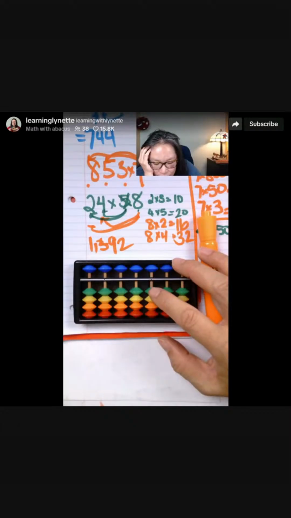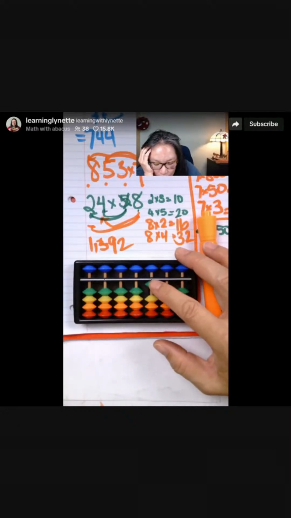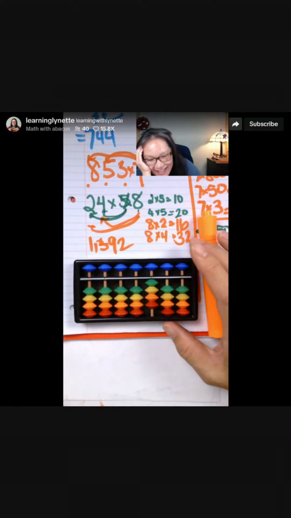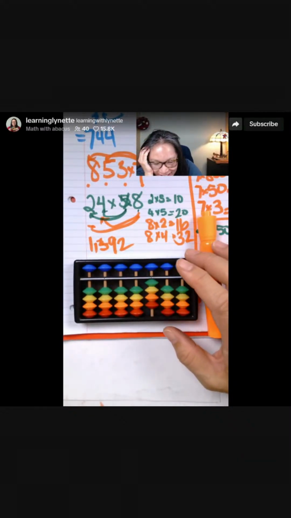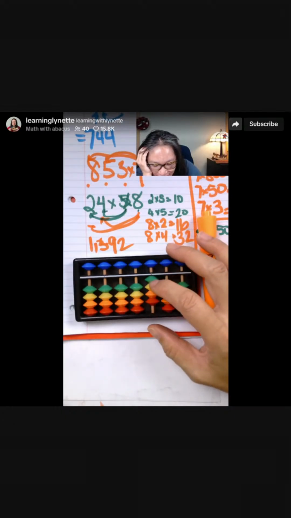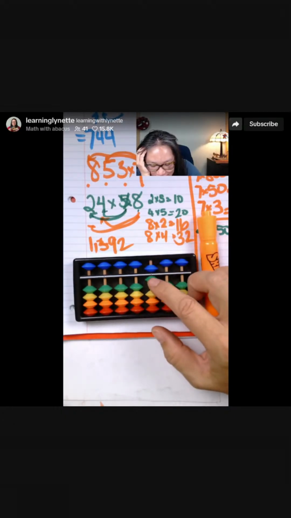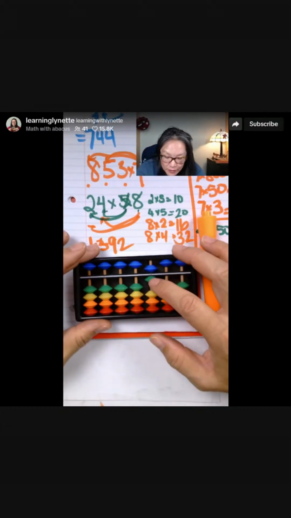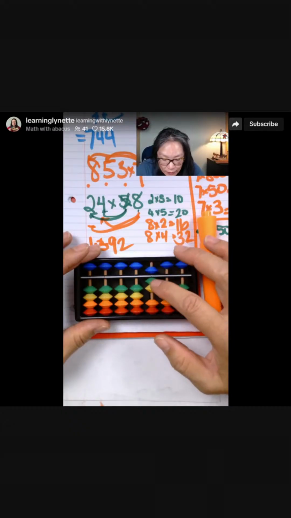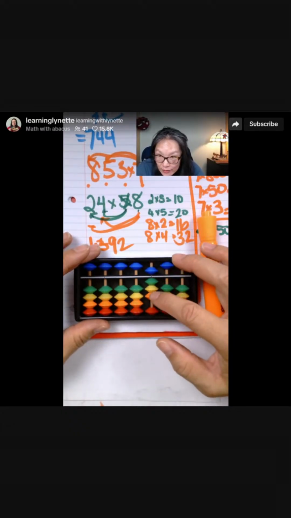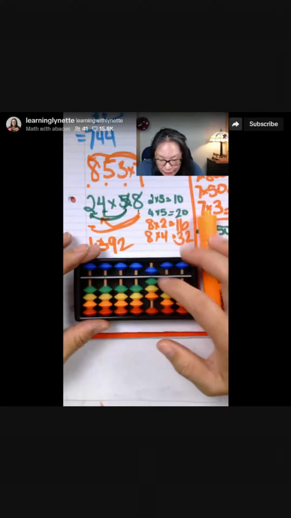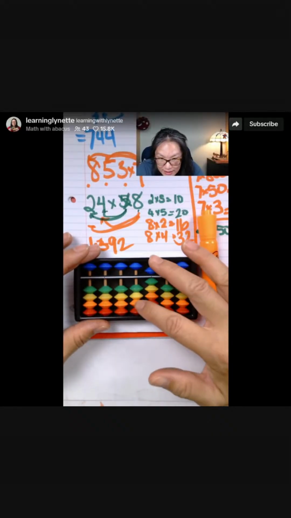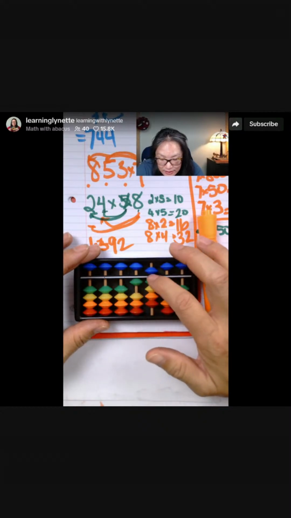So we have 1, 2, 3, 4. And then we have 5. This is 5. We have 6. All the top beads have a value of 5. We have 6, 5 plus 1 is 6. Then we have 2, 5 plus 2 is 7. 3, right? This is 3. Add the 5, now we have 8. And then 9, 5 plus 4 is 9. 10 is this, 1, 0. That's what 10 looks like.